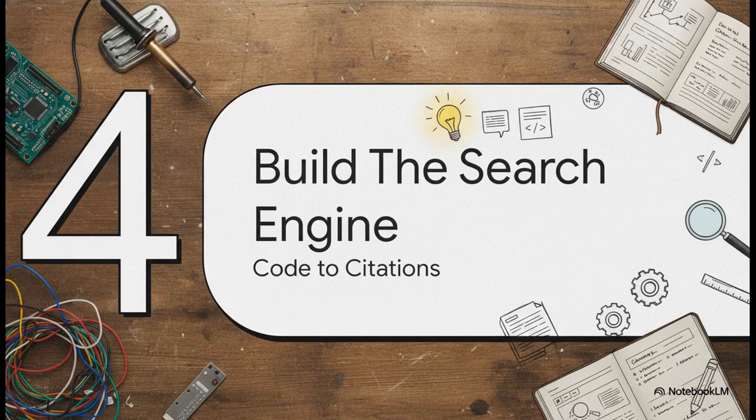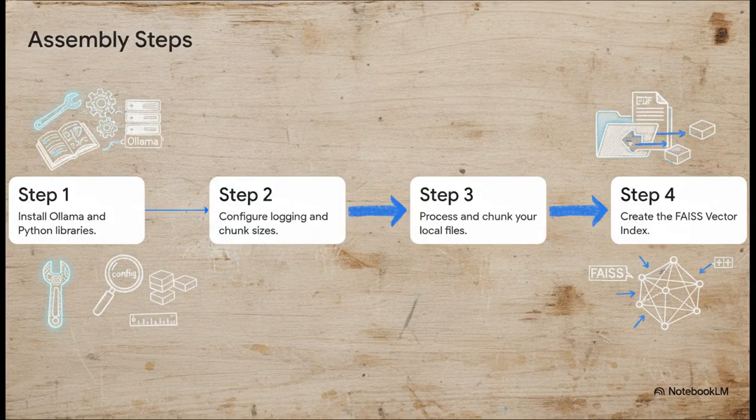Section 4. Building the search engine. From code to citations. All right, let's roll up our sleeves and look at the assembly steps. Step 1. Install Ollama and the necessary Python libraries. Step 2. Configure your logging and set the chunk size constants. Step 3. Process and chunk your local PDF and docx files. And Step 4. Create the FAISS vector index.